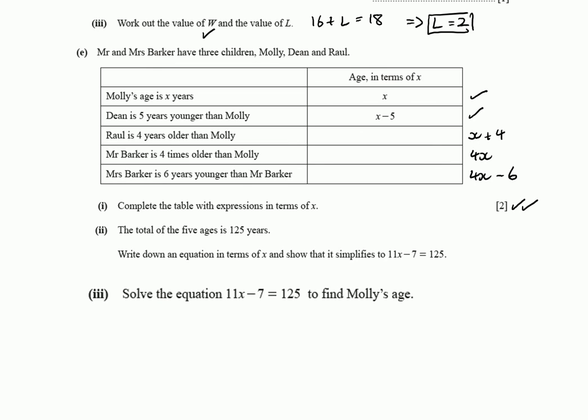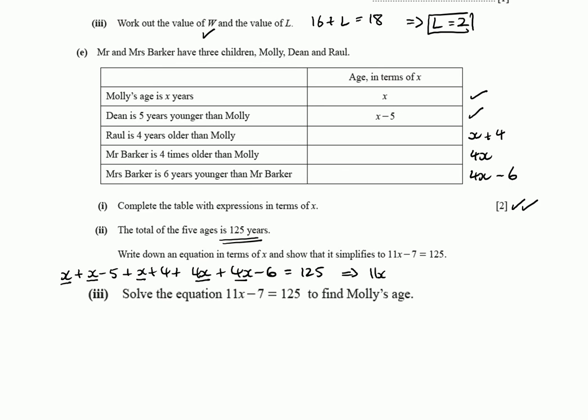Now they're giving me a rule. They're telling me these ages add up to 125, and they want me to write down an equation and simplify it to get this result. So the total means we add everything together. That is X plus X minus 5 plus X plus 4 plus 4X plus 4X minus 6. And that we know has to add up to 125. Now if we look at all of our X's, we've got 1, 2, 3, plus another 4, that makes 7X, plus another 4, that makes 11X.